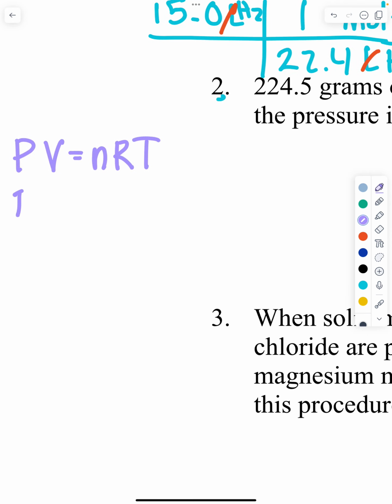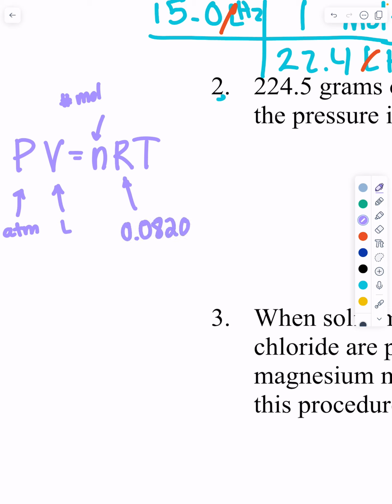Okay, and just a reminder, my P stands for pressure in ATM. The V stands for volume in liters. N stands for number of moles. And then the R comes from the back of the periodic table. In the same box that you see STP information, it will have the R, which is 0.08201 liters ATM per mole Kelvin.